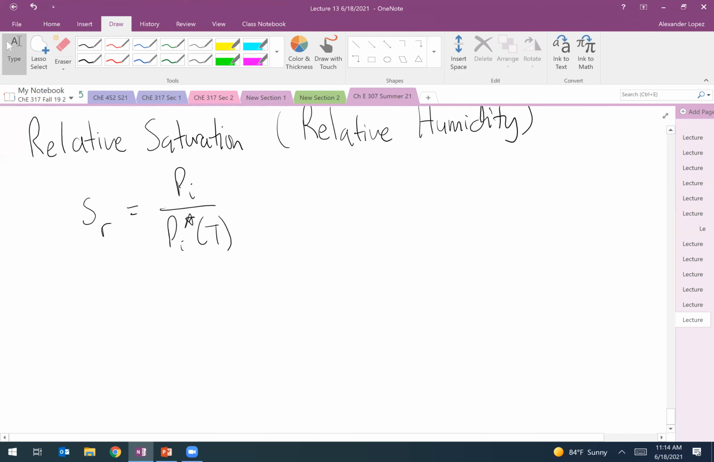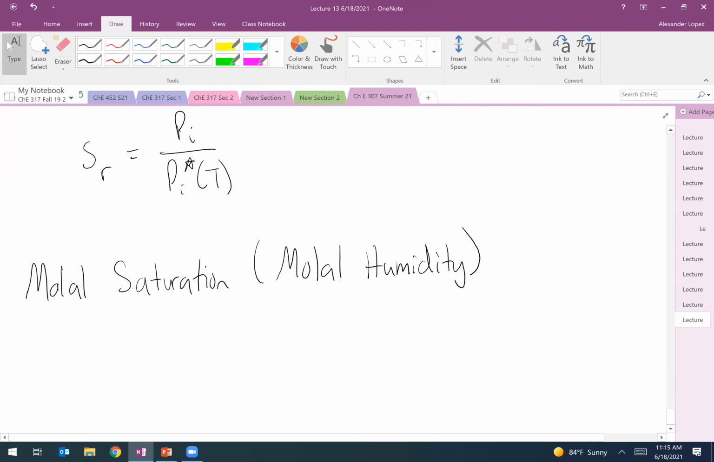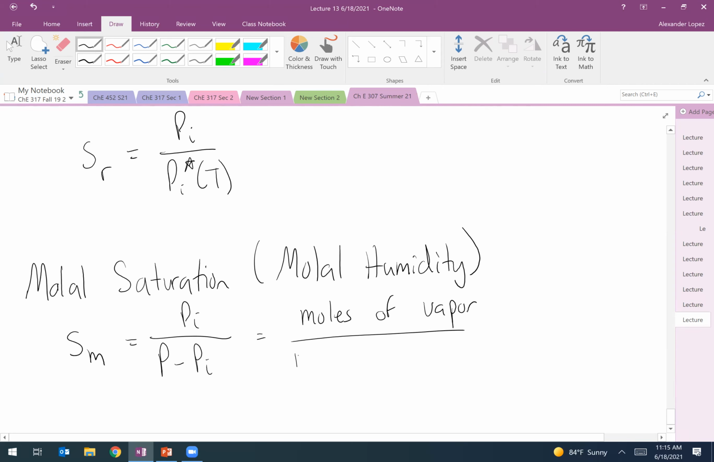We can also consider things in terms of a molar saturation. Molar humidity, which is the partial pressure of a species relative to the total pressure, which is essentially the moles of a vapor relative to the moles of vapor-free gas. Though admittedly, we don't use it a lot.